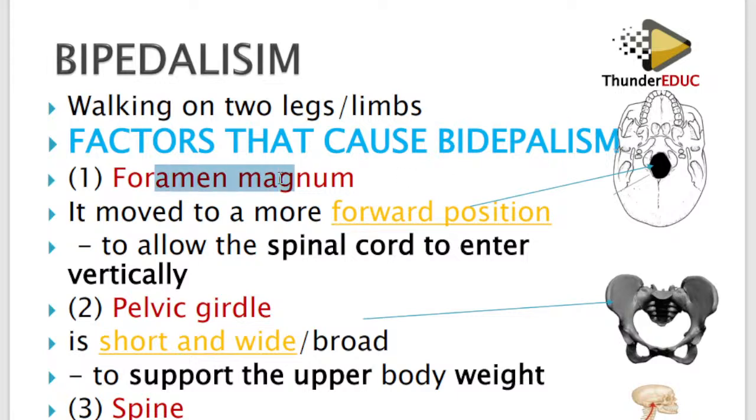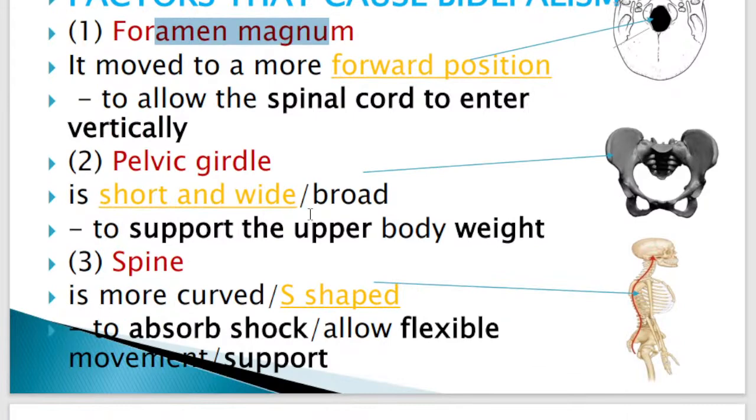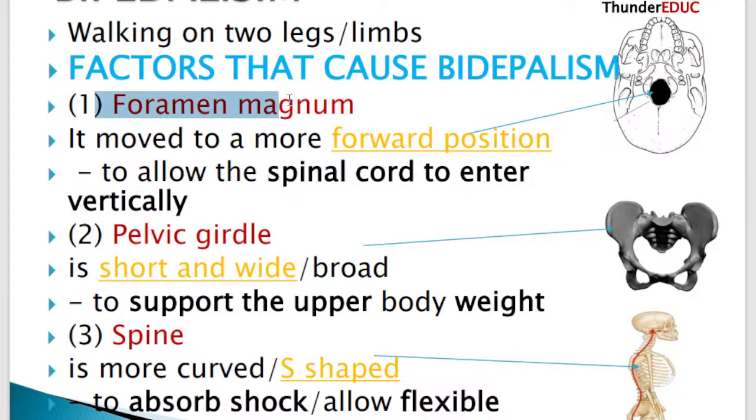First of all, we look at the position of the foramen magnum, we look at the shape of the pelvis, we look at the shape of the spine. If the foramen magnum is in a forward position, then it allows the spine to connect vertically so that there is no disturbance. It means that now you can walk upright.